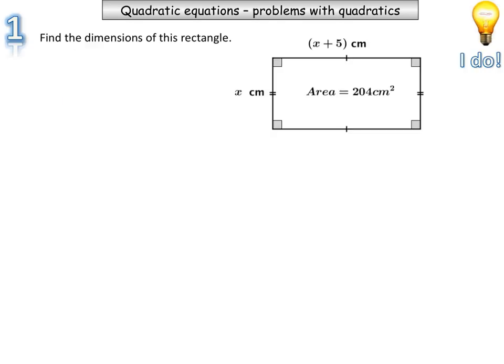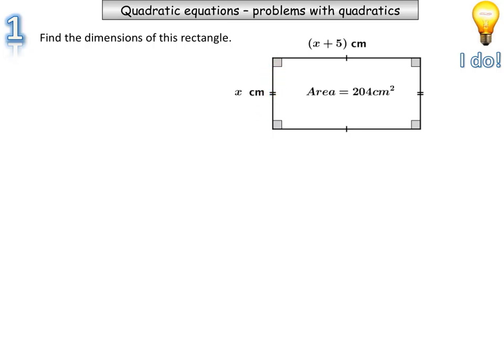Okay, so our first example is going to look at area of a rectangle. Now the area of this particular rectangle is given as 204 square centimeters, and we need to find out the dimensions and the values of x for an area of 204. Now if you can recall, the area of a rectangle is going to be the length multiplied by the breadth. Length is x plus 5 and the breadth is x.